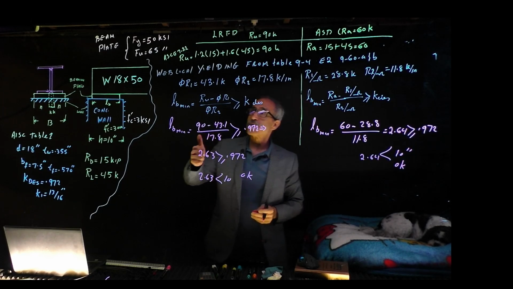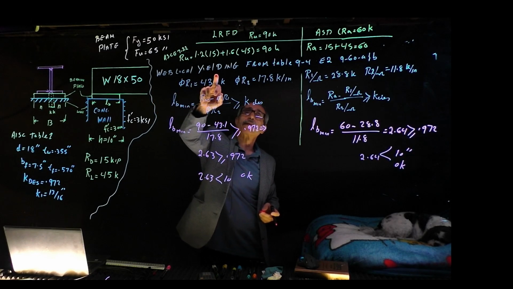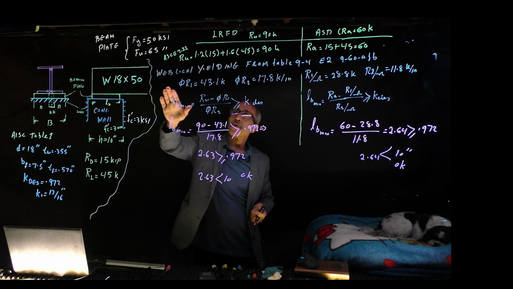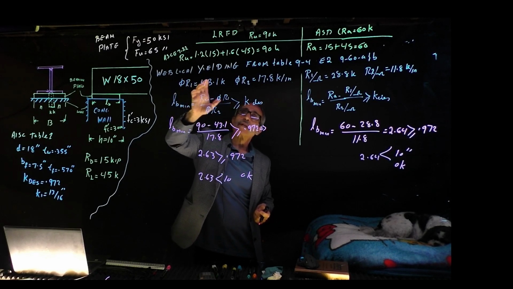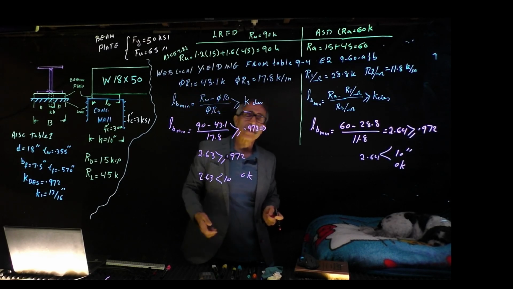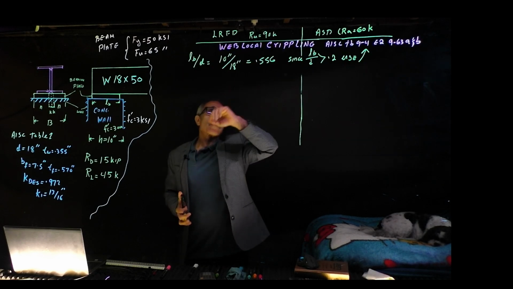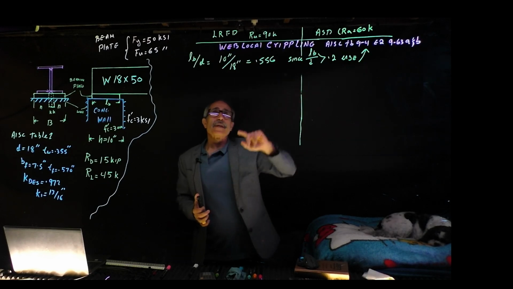So we did our first check, which was web local yielding. Now we're going to go ahead and check for web local crippling. Let me erase this board and we come back to you. So we're going to do web local crippling based on AISC 9.4.